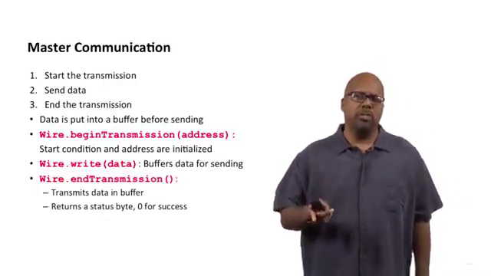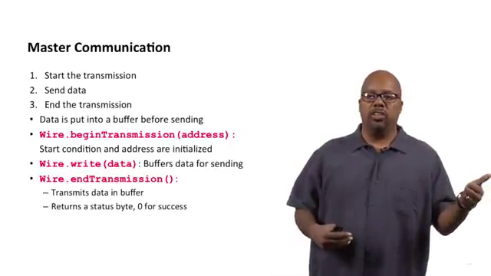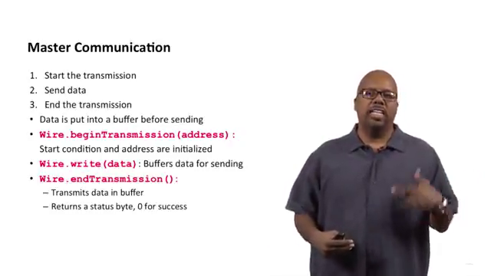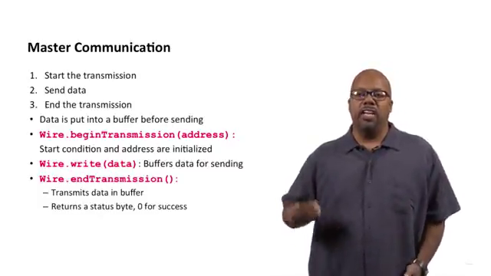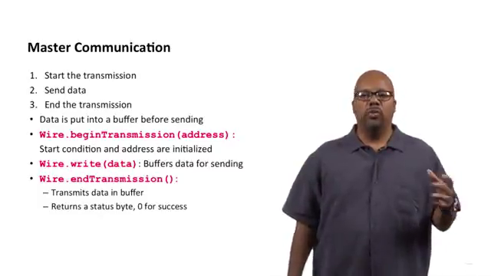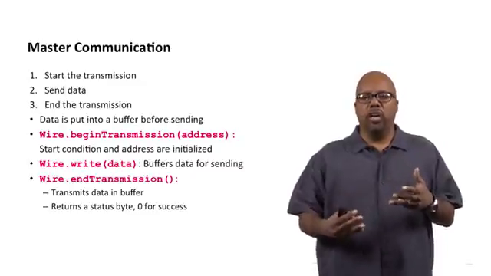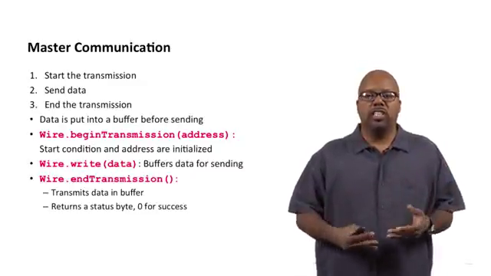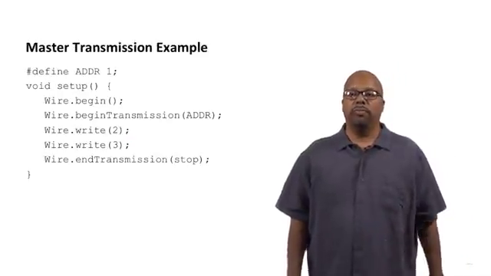So when you call endTransmission, it takes all the data that you wrote into the buffer, it creates a start condition, it sends the address, then it sends all the data in the buffer, and then it creates the end condition. Basically all of your transmissions are going to happen like that. There's going to be a beginTransmission, then a bunch of writes if you're doing a write transaction, and then an endTransmission. And that's it. It's pretty straightforward from a coding point of view.